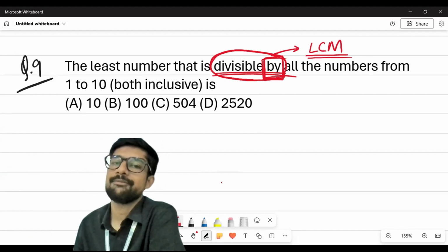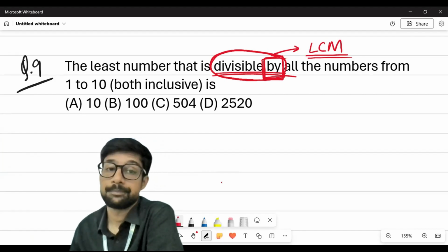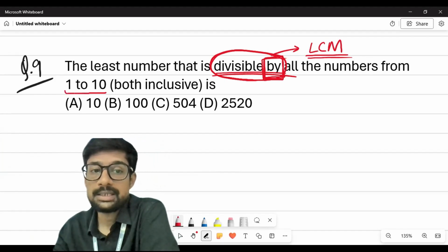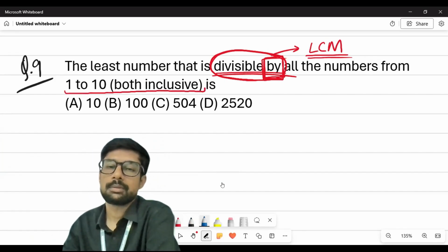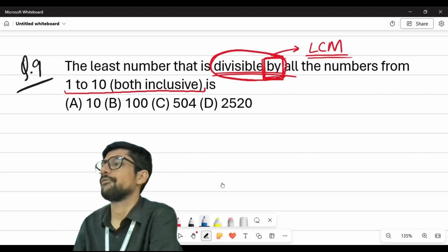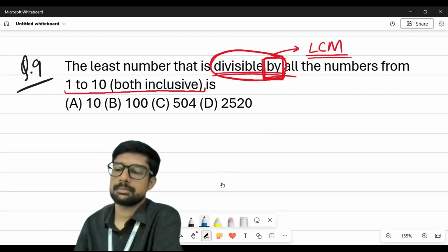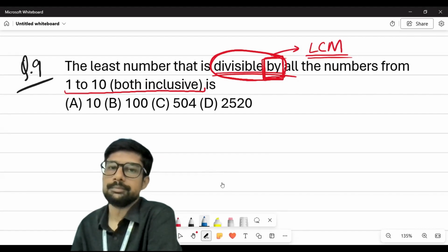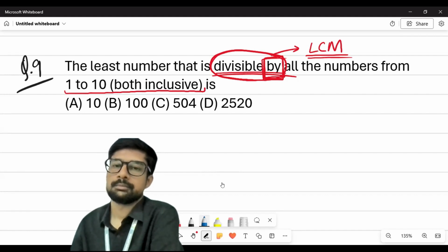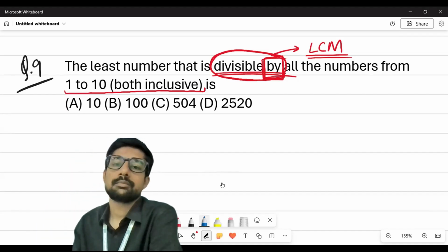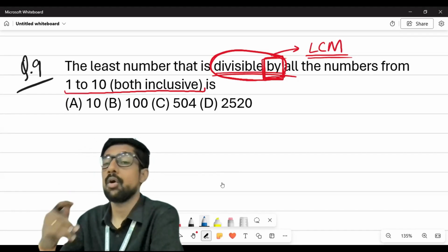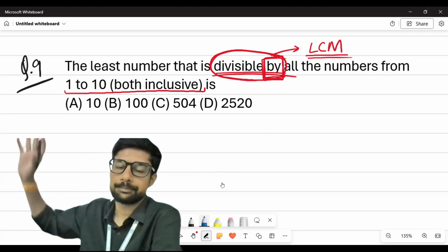Okay, find the LCM for the numbers 1 to 10. We have to find the LCM from 1 to 10. Let's do it. LCM from 1 to 10. Which one of the 4 numbers is divisible by all the numbers from 1 to 10?